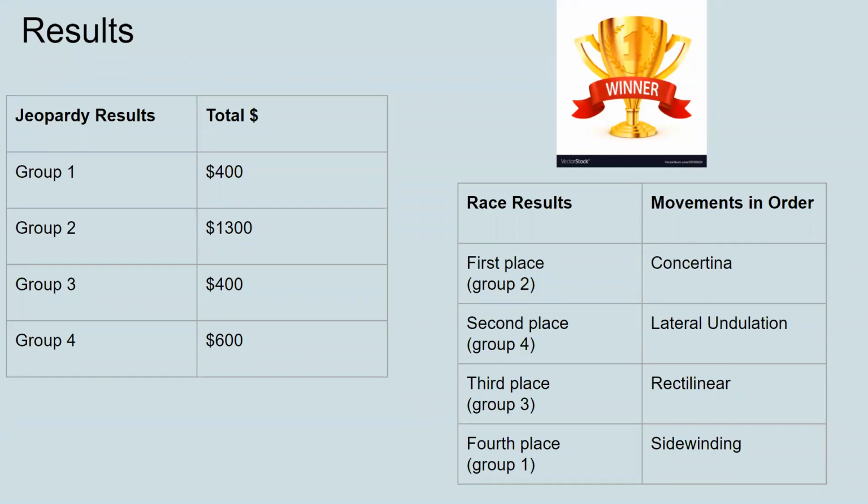So for the results, in the Jeopardy, group 1 got 400, group 2 got 1300, group 3 got 400, and group 4 got 600. For mimicking the snake movements, first place was group 2, and they had the concertina movement. Second place was group 4. They had the lateral undulation. Third place was group 3. They mimicked the rectilinear. Fourth place was group 1, which was the sidewinding.